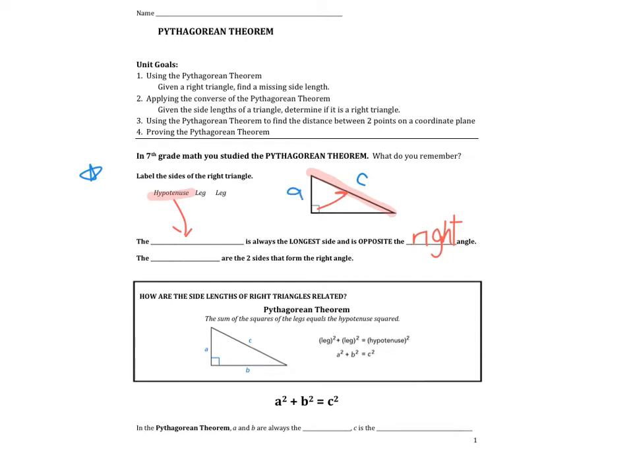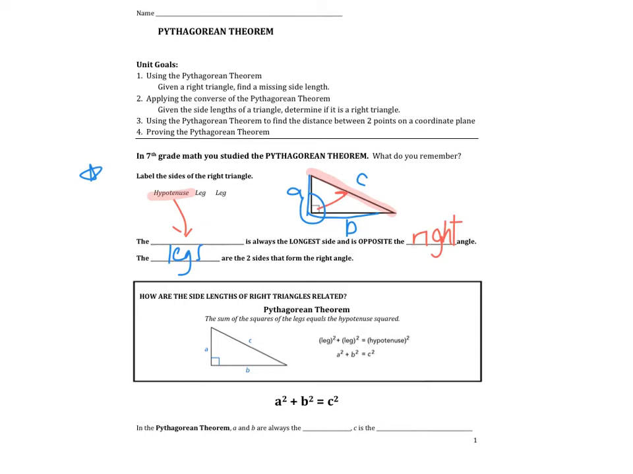Your legs are a and b. It doesn't matter which is which. The legs are interchangeable. They could be a or b. And legs, by the way, is the word that goes in this blank right here. The legs are the two sides that form the right angle. See how a and b form the right angle right there.